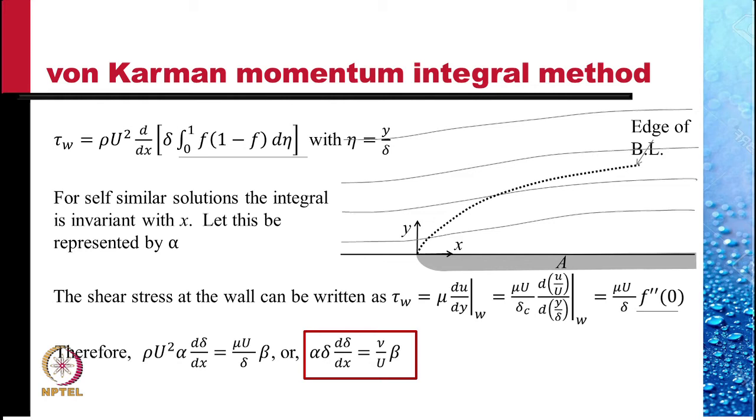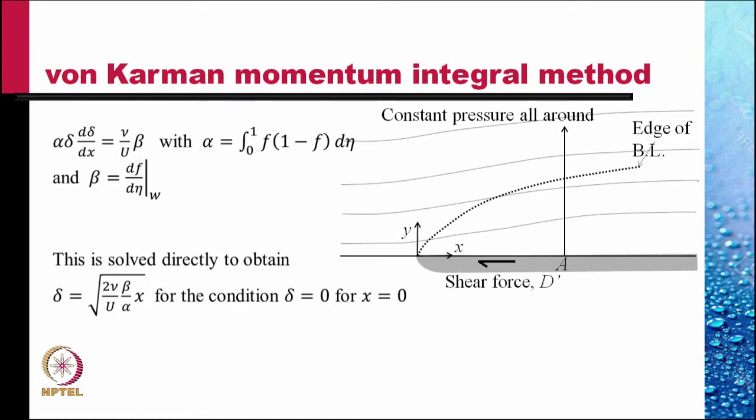Now, alpha and beta are known once we know the shape of the velocity profile, and that's independent of x. So this equation can be easily integrated to give delta is equal to under root twice nu by U beta by alpha x, for the condition delta is equal to 0 for x is equal to 0. The boundary layer thickness at the start of the plate is obviously 0. This is the essence of the Karman momentum integral method.